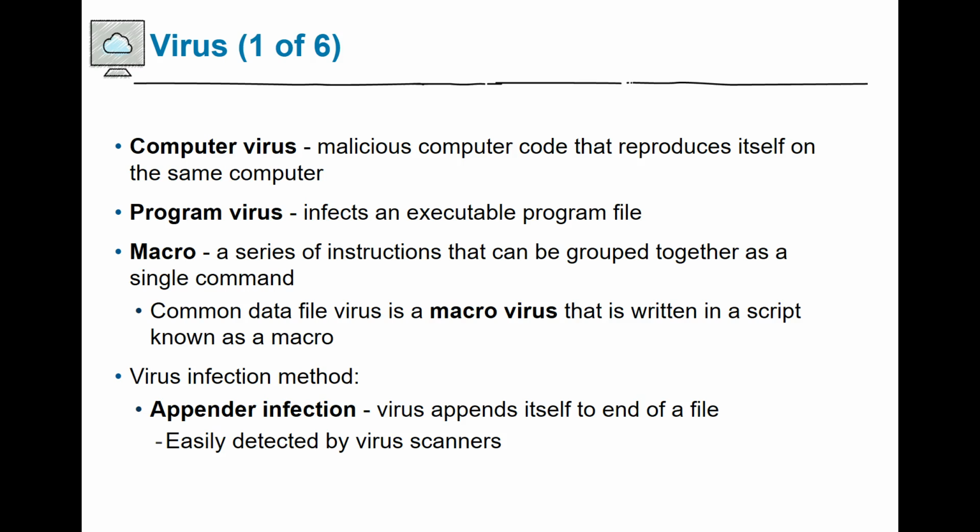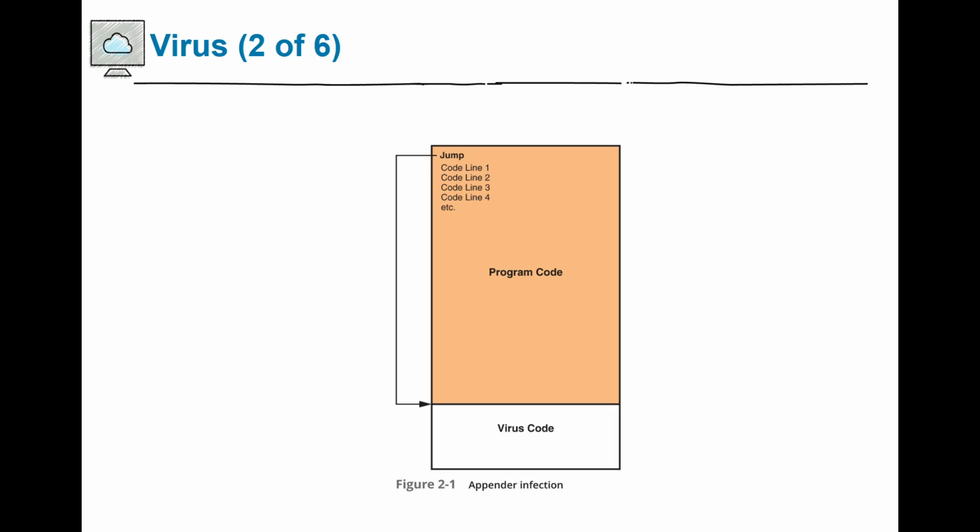There are a lot of different ways it reproduces on the same computer. Somehow it has to get sent to you. Maybe that's an email. Maybe it's because you're all sharing a drive. A lot of times, this virus code is actually in an existing program, or a program that you really want. If I have an appender virus, it adds to the end of it.